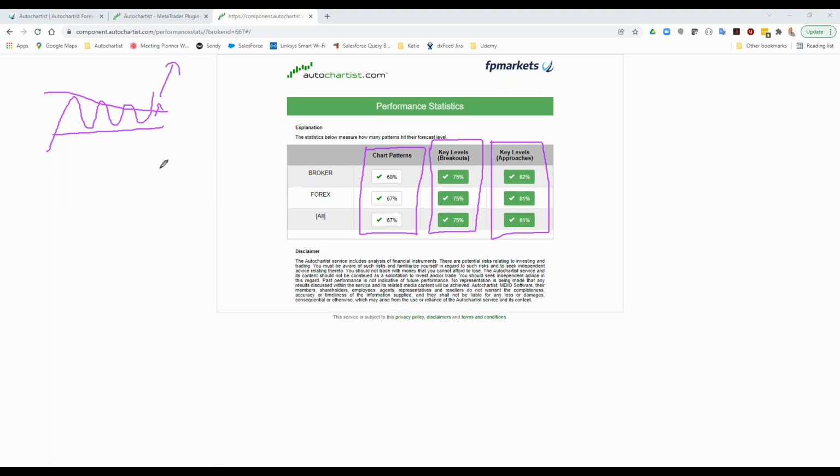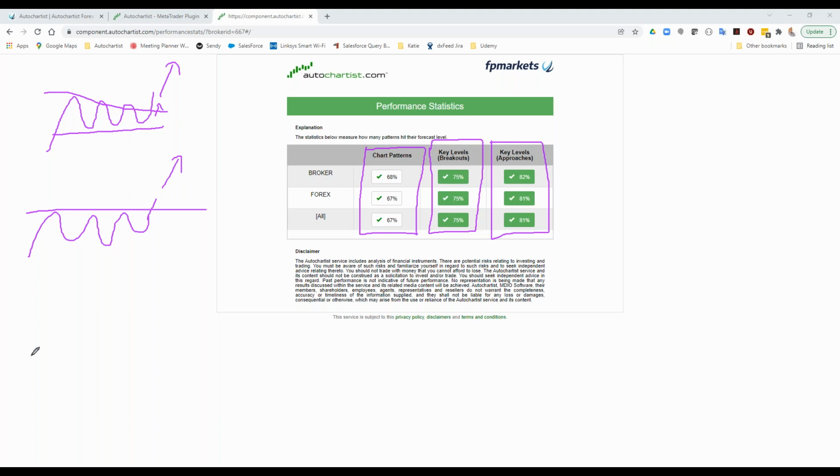Or if it breaks through support, it means the forecast is that the price is going to go down, right? Those are breakout chart patterns. Breakout key levels is when the price is oscillating under a support or resistance level, and then there's a breakout through that support level, or resistance level in this case, and that means there's a possible continuation in the trend. The same thing is applicable for support levels.